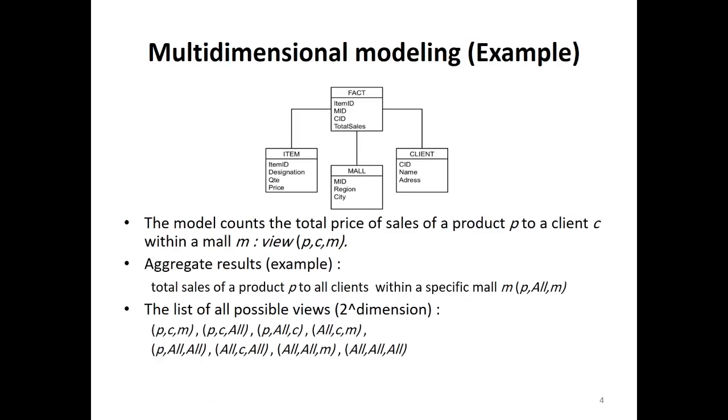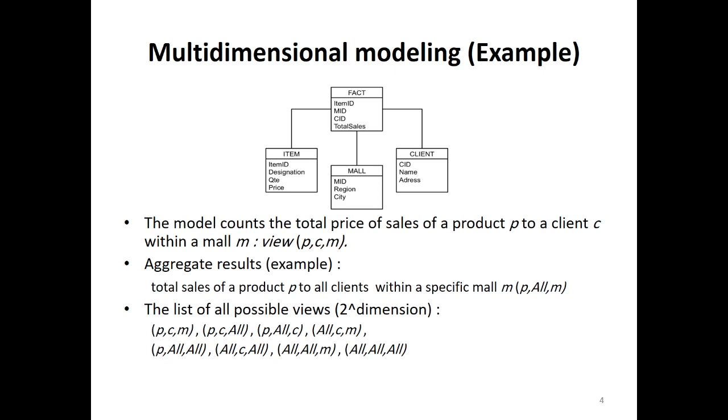Here we take the example of the previous slide, which is a star schema that counts the total price of sales of a product P to a client C within a mall M. All that can be found at the view labeled PCM. We all know that decision making is all about aggregate results, such as counting the total sales of a product P within a mall M no matter to whom. Such information can be found at the view labeled PM.